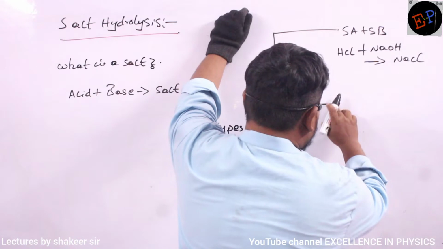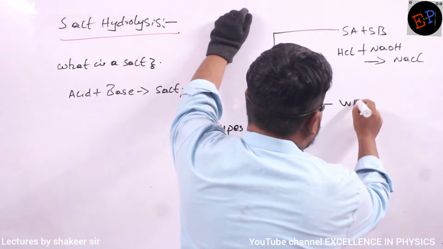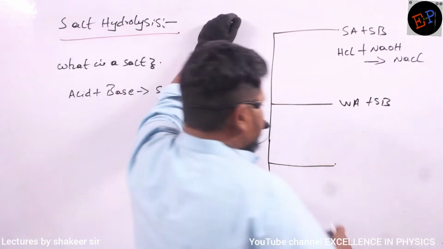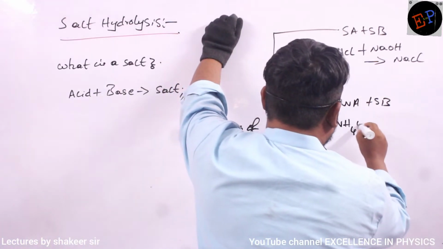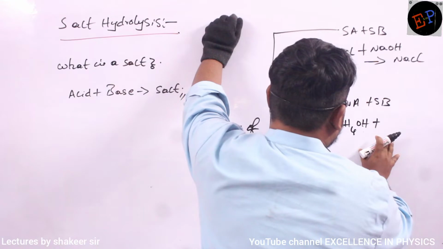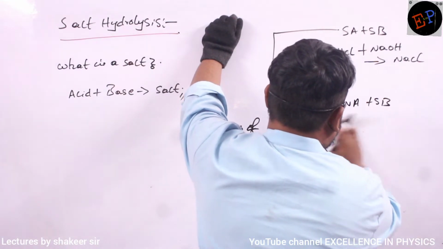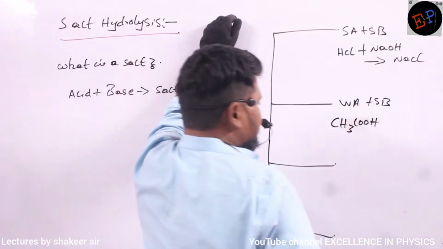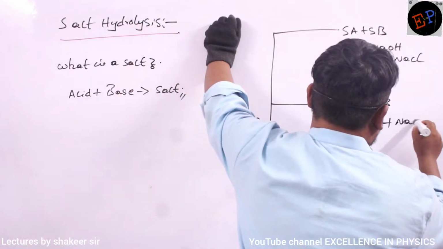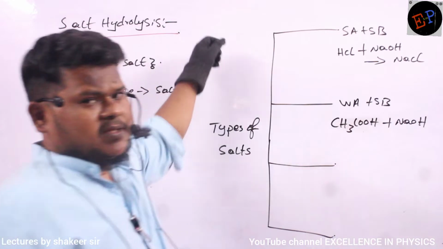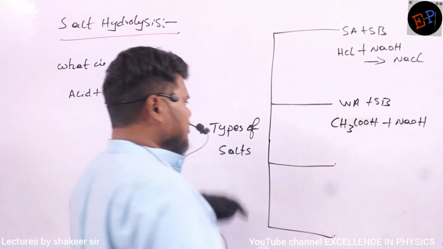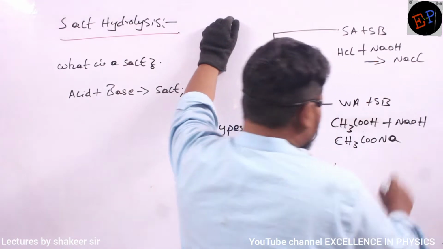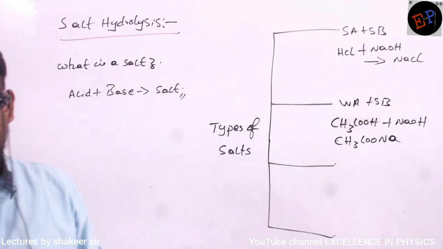Another type of salt which can be formed is weak acid plus strong base. This salt is also possible. Let us take the weak acid CH3COOH and a strong base, I can take NaOH. Clear? So when these react with each other, the salt which is formed is CH3COONa plus H2O, water is always formed. Are you able to understand?